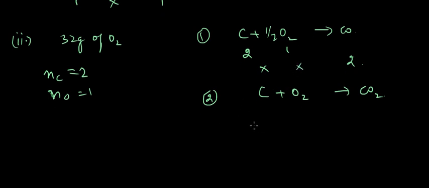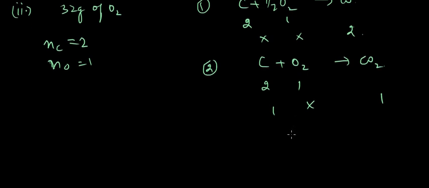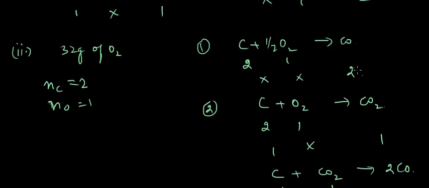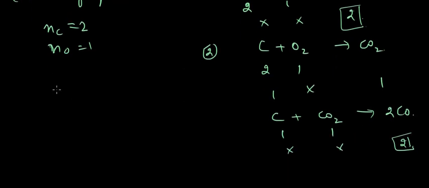If we go by reaction 2, we have 2 moles of carbon and 1 mole of oxygen. 1 mole of carbon dioxide would be produced and 1 mole of carbon would be left over. Next, this carbon would again react with CO2, 1 mole each of carbon and carbon dioxide, to form 2 moles of carbon monoxide. So from either the first or the second reaction, we will have 2 moles of carbon monoxide produced.